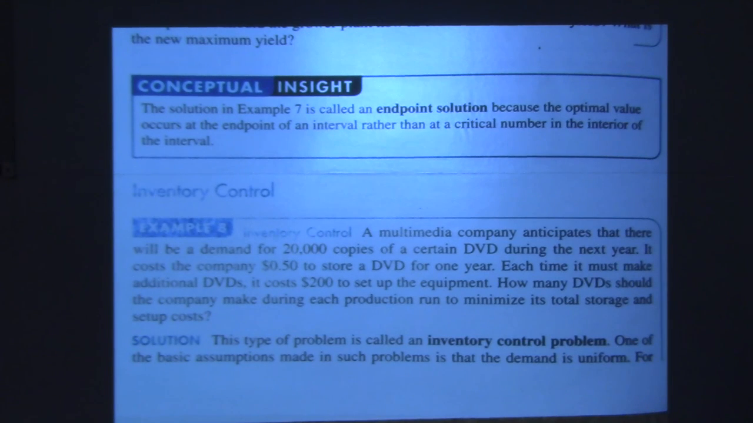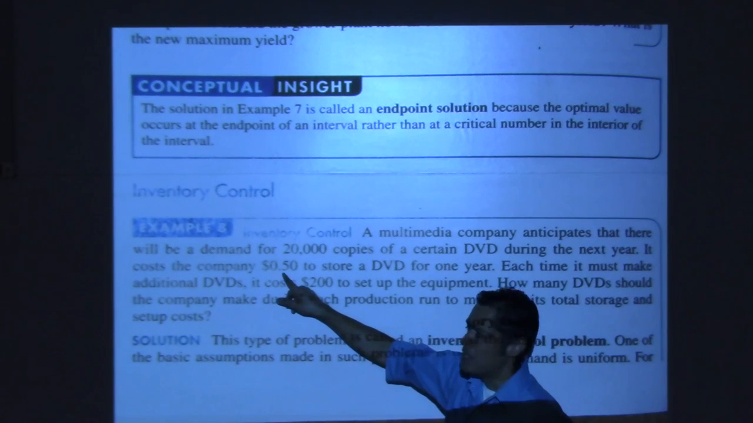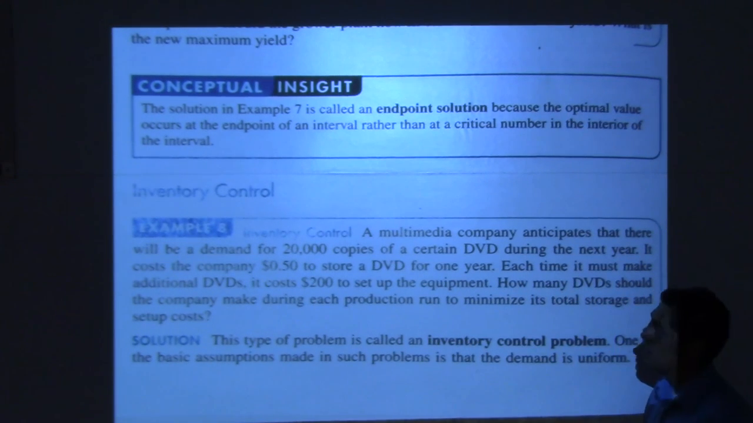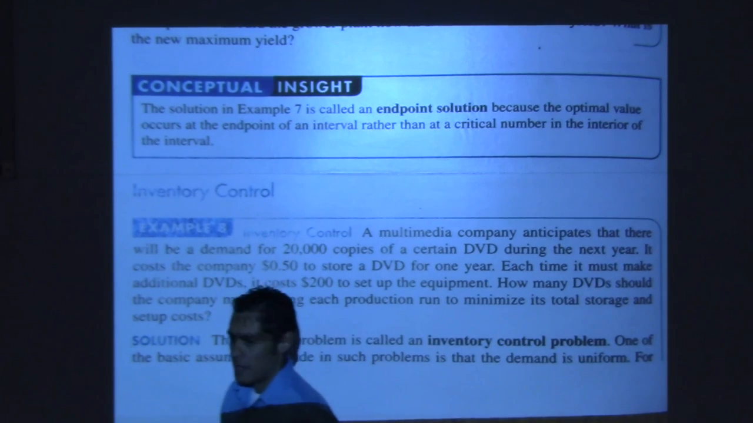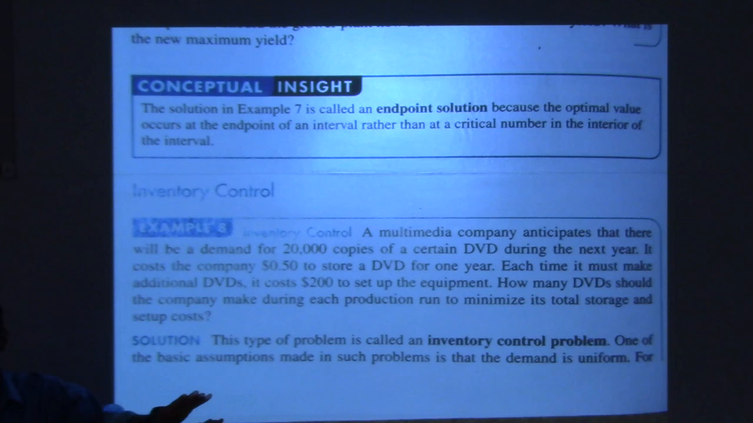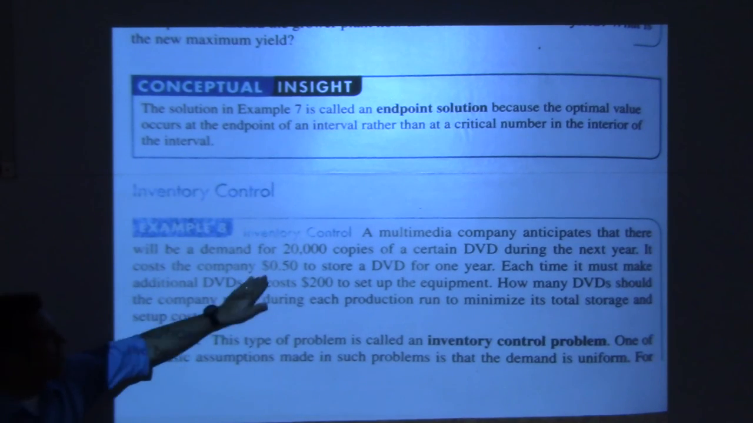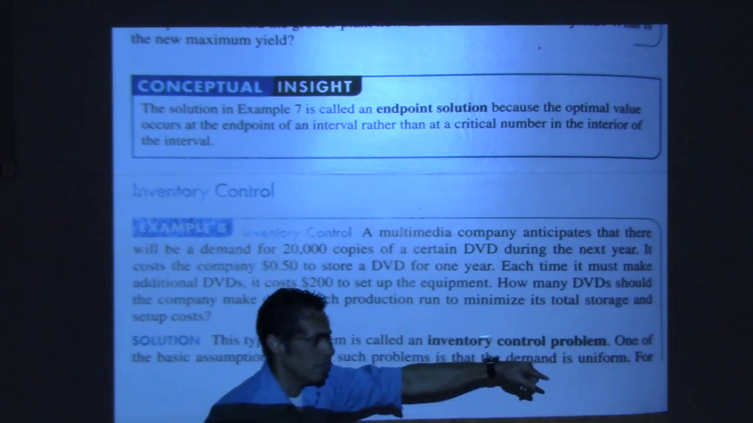So you got some popular movie DVD. The company is expecting a demand of 20,000 copies of that DVD during the next year. It costs the company $0.5, which is 50 cents, to store a DVD for 1 year. Meaning, if they make a DVD, they need to put it somewhere. They have to pay for some sort of storage, right? 50 cents a DVD to put it away for 1 year.